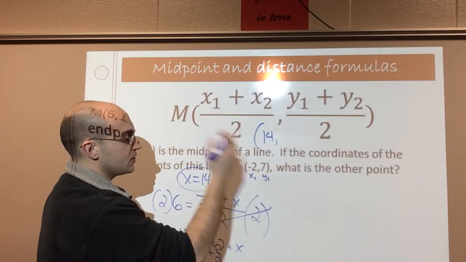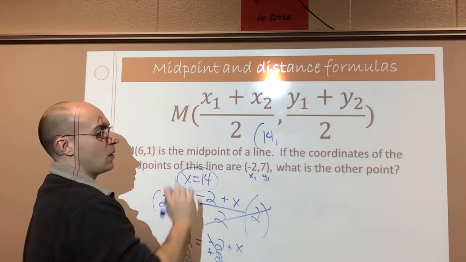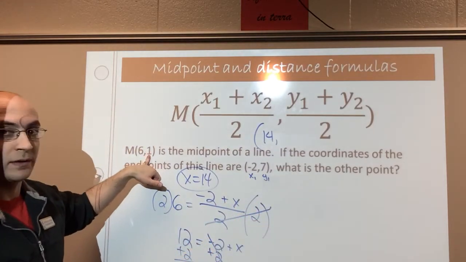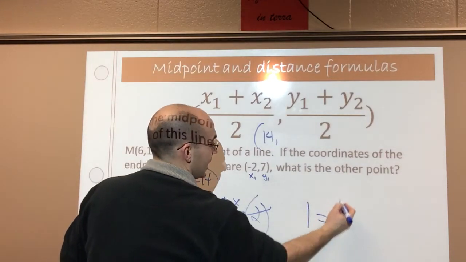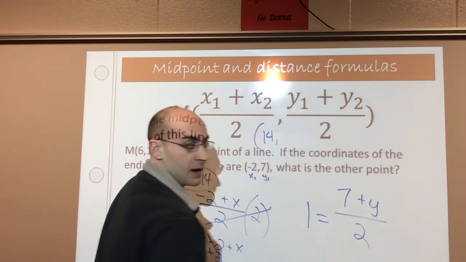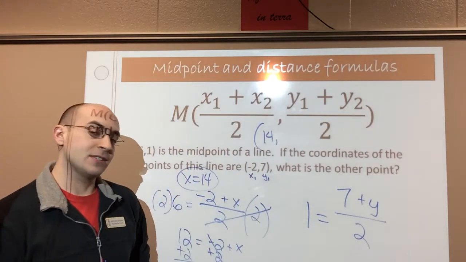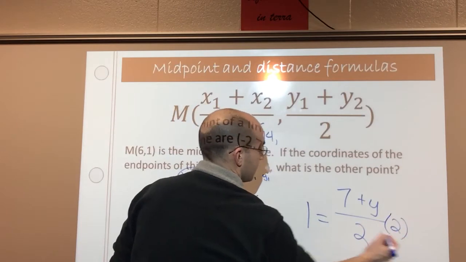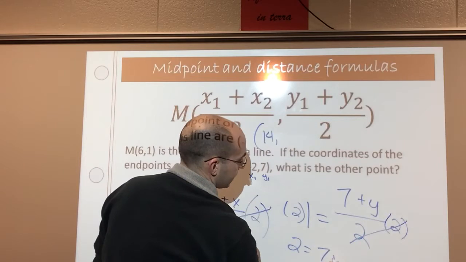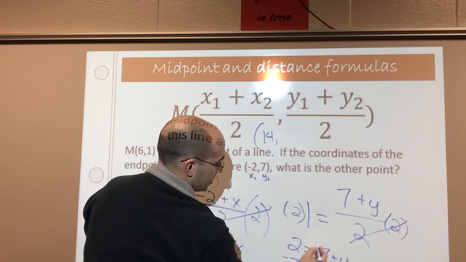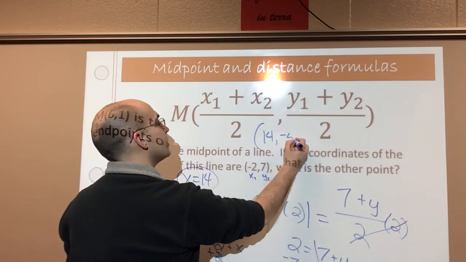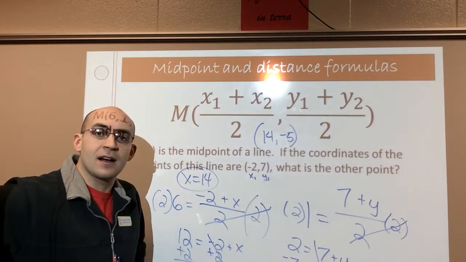Okay? Now we're going to do the same thing that we did for the x for the y. So I know that my y1 value is 7, and I know that the midpoint is 1. So the midpoint is 1, and I'm going to put 7 for my y1 value. The y2 value, however, I still don't know. I'm going to solve that equation the same exact way, multiply by 2 on both sides. And I'm left with 2 equals 7 plus y. Subtract 7 on both sides of the equation. I'm left with y equals a negative 5. So my point, or my end point, is going to be 14 comma negative 5.